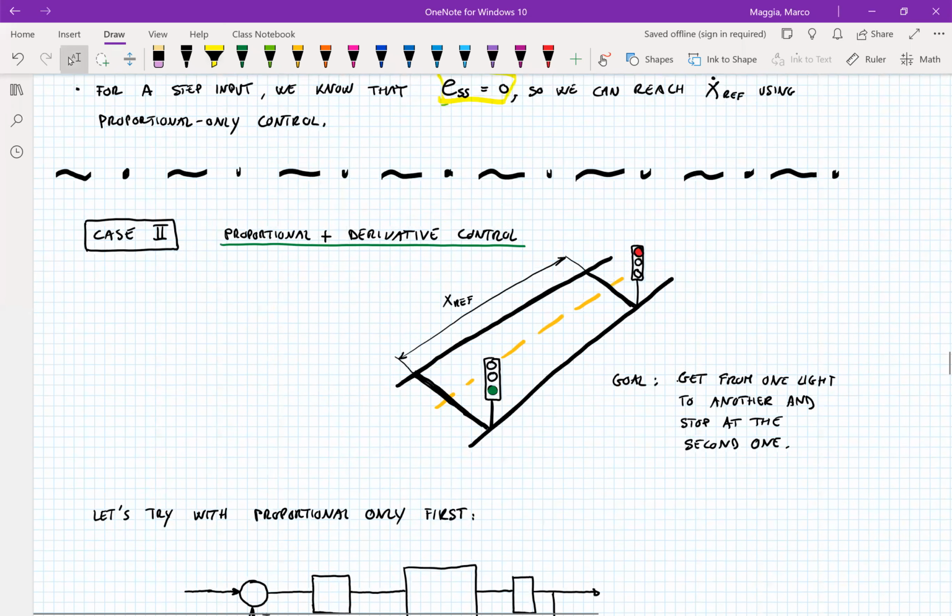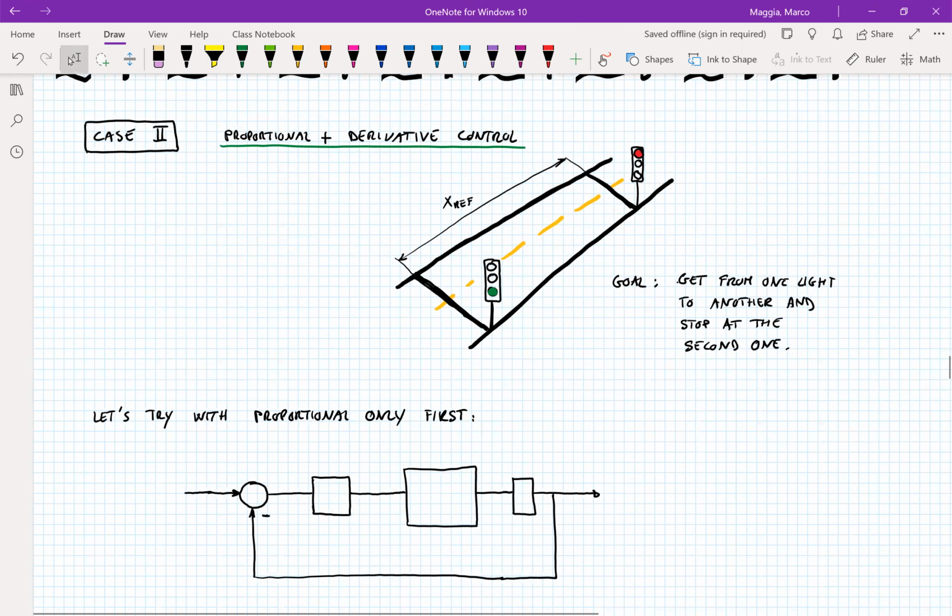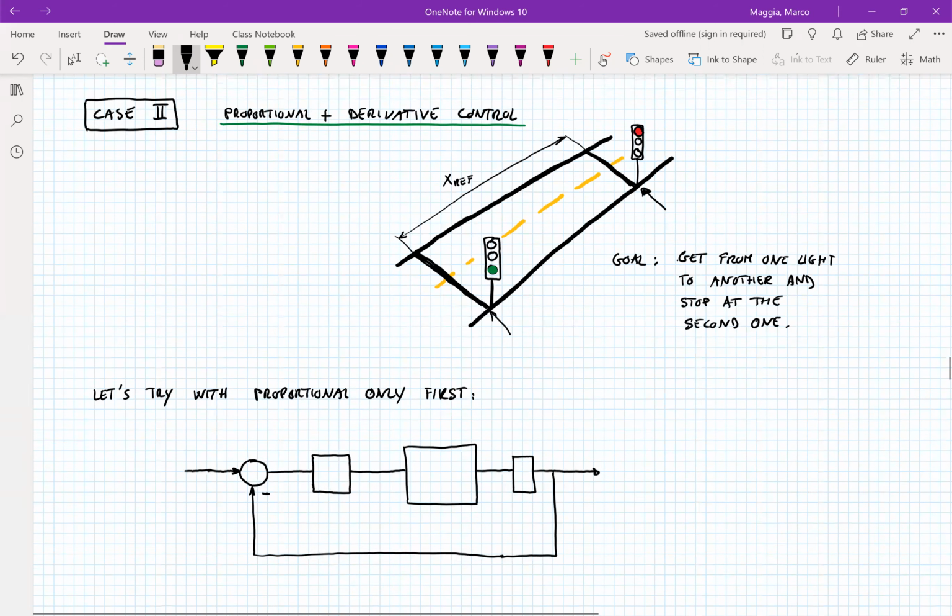Now let's see case 2. And now the goal is slightly different. Instead of starting from 0 and getting to a certain velocity, we want to start from a certain position and then get to another position and stop there and get there with 0 velocity too. So in other words, you can think about going from one stoplight to another stoplight, but the second one being red. So you have to stop.